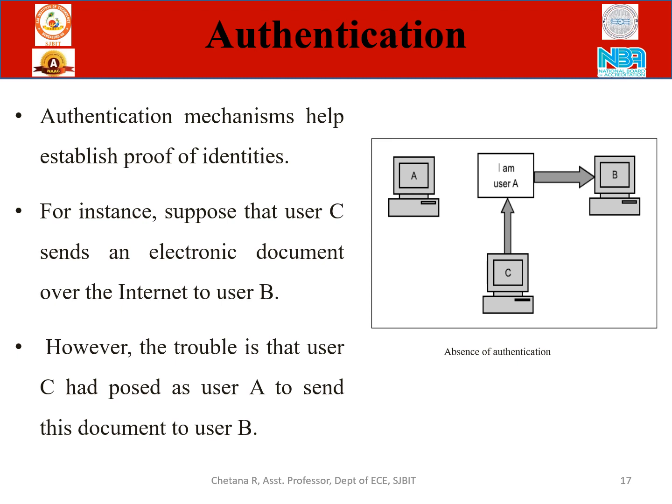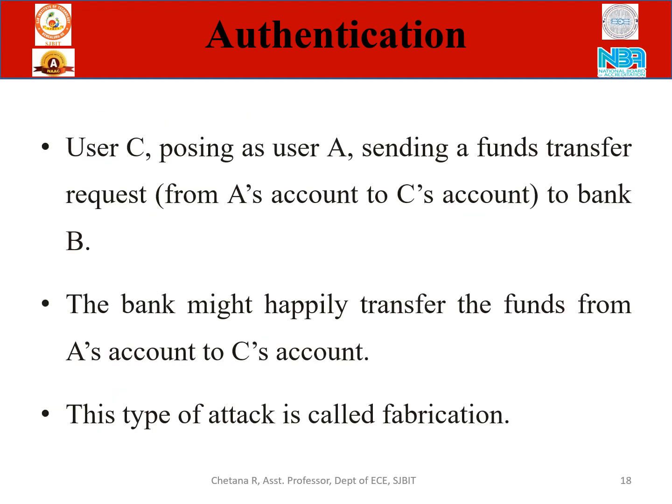So suppose user sends an electronic document over the internet. C sends the information to B claiming that he is A. Therefore, this is called absence of authentication. This type of attack is called fabrication. Nobody else can make out that this is an attack, but it is happening.